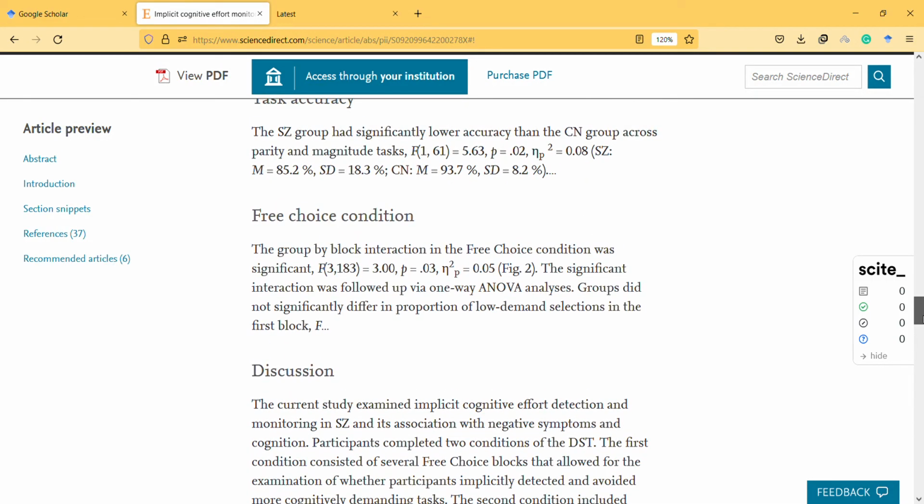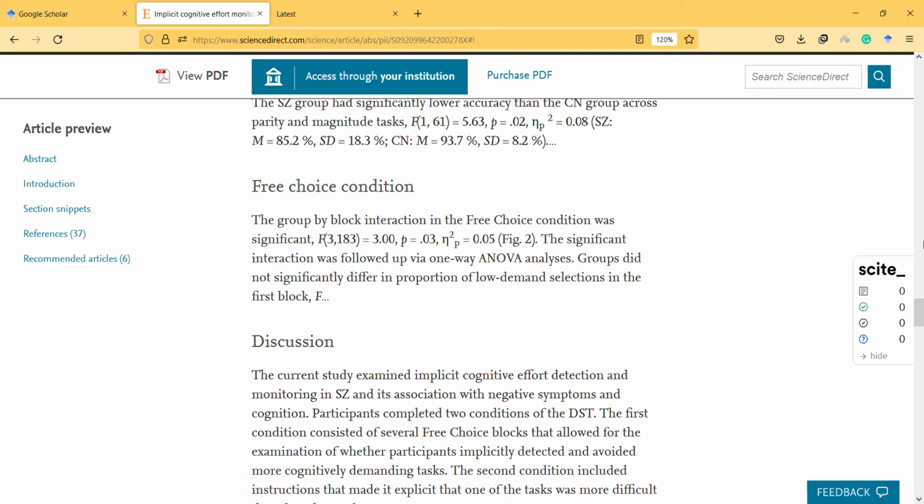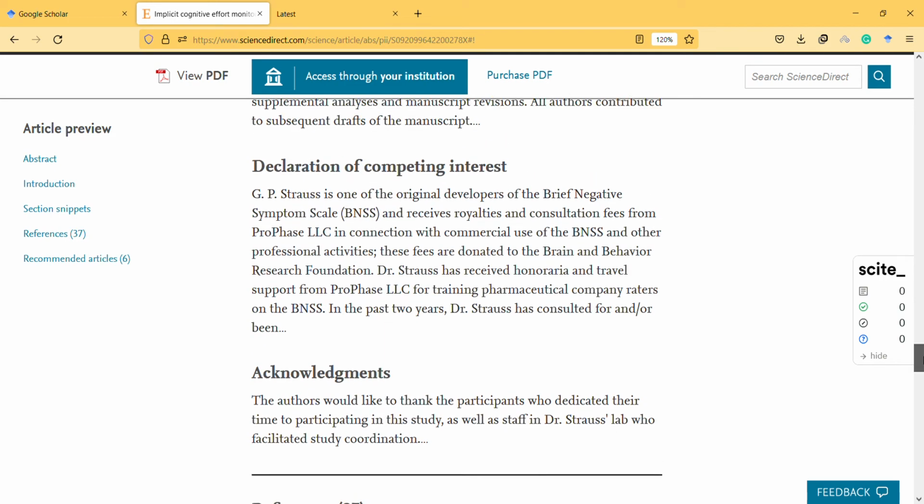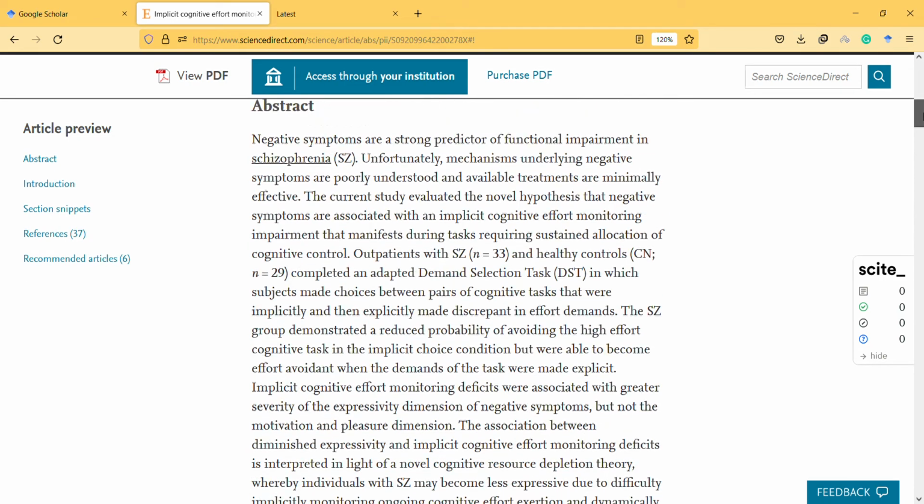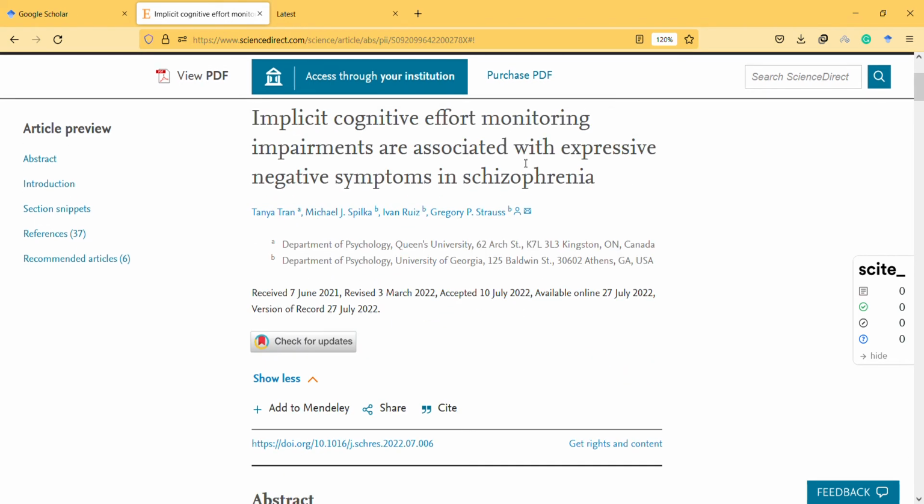They mention the methods: task accuracy, free choice condition, and if you are interested, you can read the whole article, and you can find it after searching.